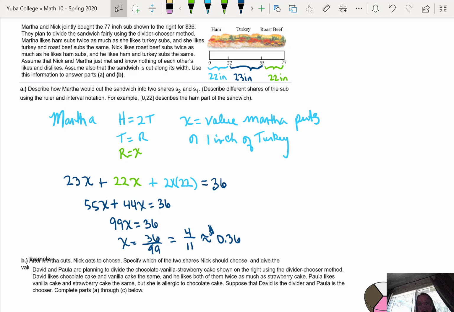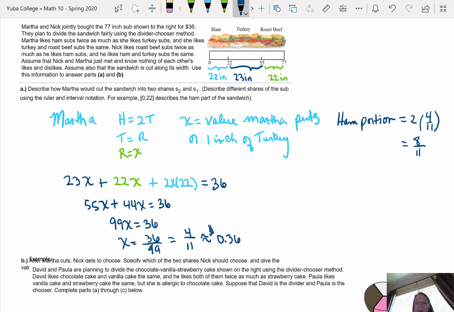Well, let's first figure out how much she believes the ham portion is. That's what she likes the most. The ham portion was equal to 2 times how much she likes the turkey. Let's just keep this in fractions for now, 4/11, because I rounded before and I wanted to be more accurate. So 8/11 is the worth that she feels for ham per inch.